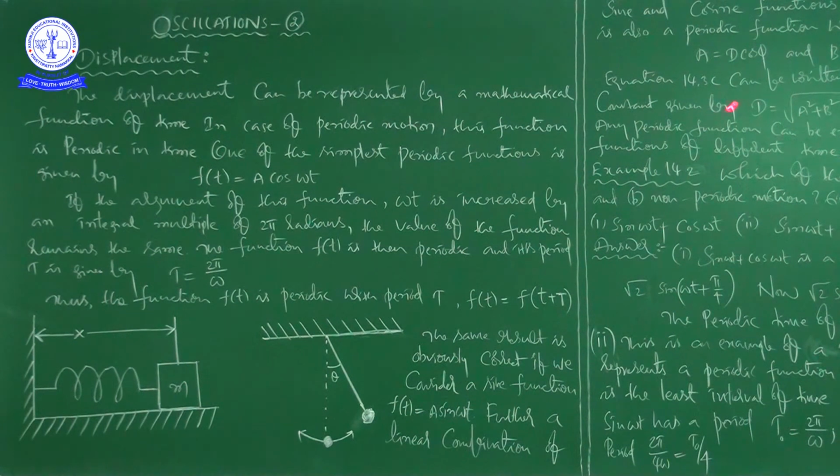Taking capital A equal to d cos phi and capital B equal to d sin phi, in equation 14.3c, you can also write this equation as f of t is equal to d sin of omega t plus phi. Here d and phi are constants, which are given by d is equal to the square root of a square plus b square, and phi is equal to tan inverse of b by a.